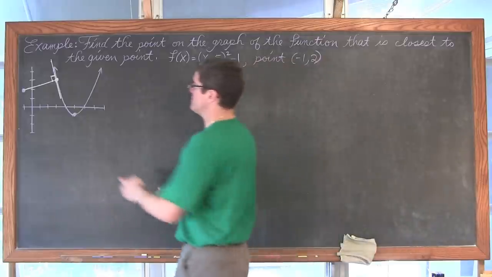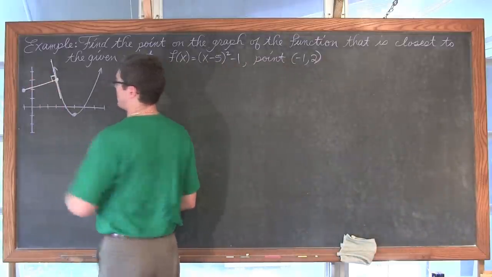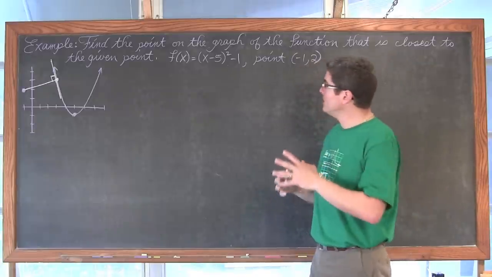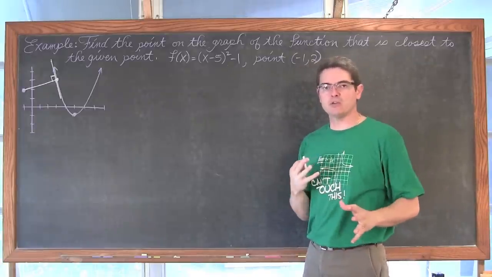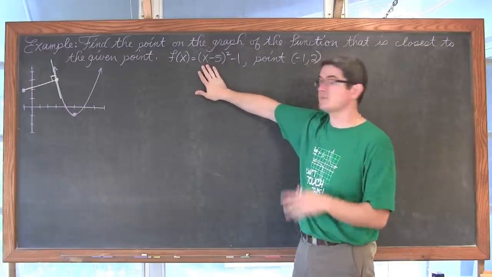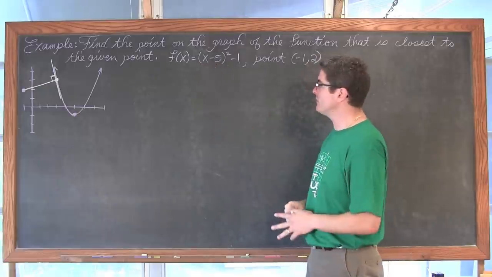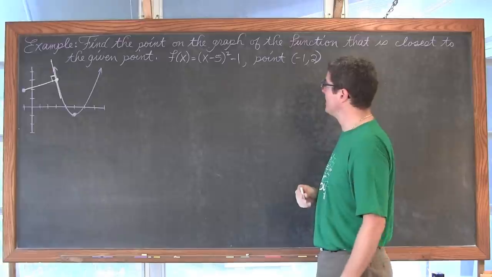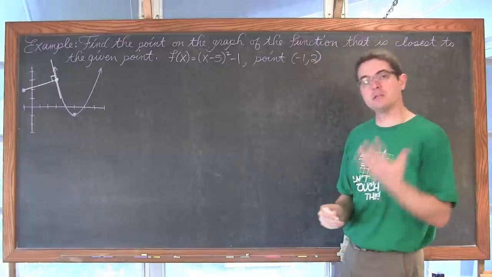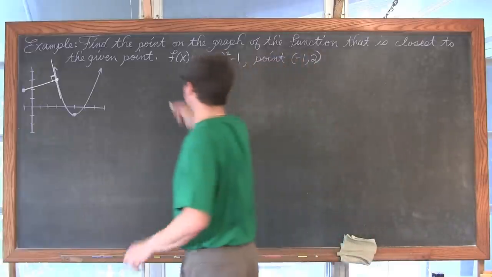And it looks like it should be somewhere around 3.3. So let's see how that goes. Okay, I want to set up a secondary equation and a fixed equation. Really, I was kind of given my secondary equation. This is the shape of the function itself, the parabola. What I want to minimize is the distance. So that's my primary equation.